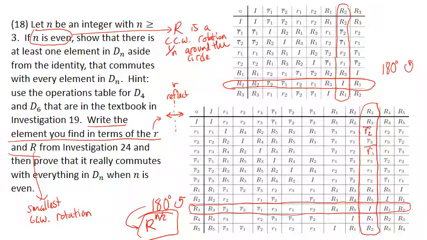Okay, so on the next slide we will prove that it actually commutes with everything. Oh, and by the way, I forgot to mention, it's important that n is even, because otherwise n/2 is not an integer. So if n is not even, then r to the n/2 would not even be an element of the dihedral group.